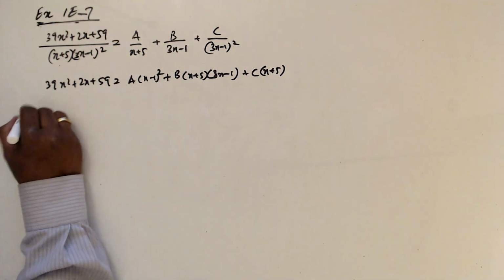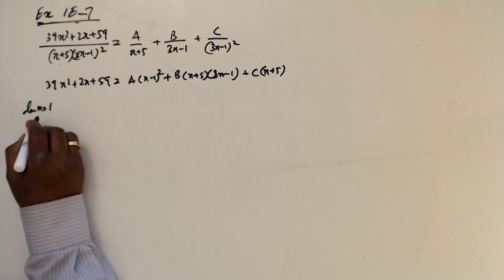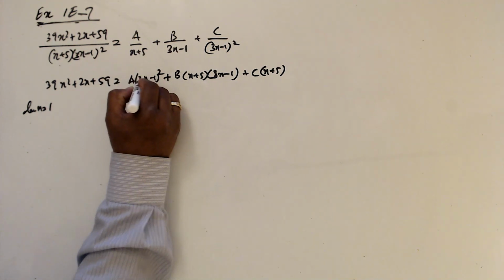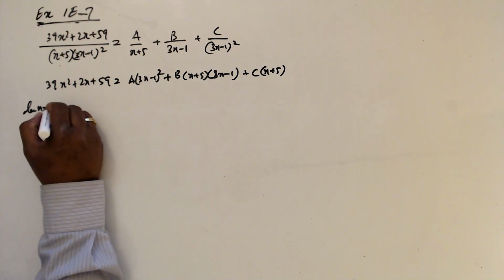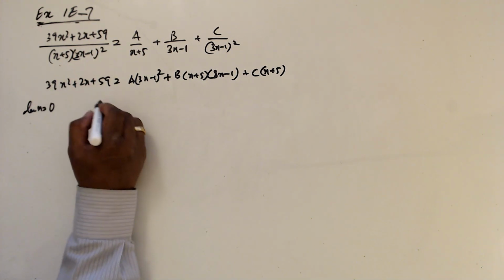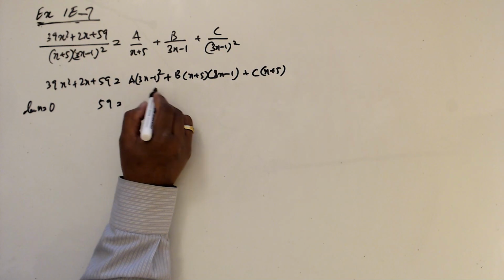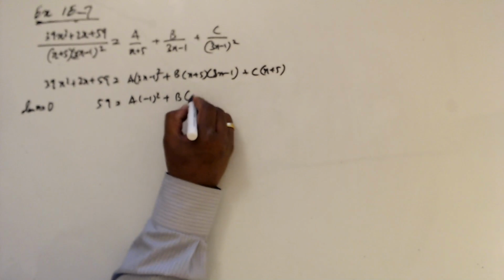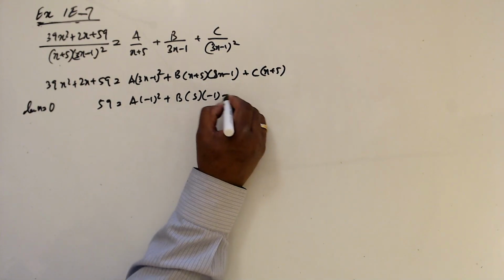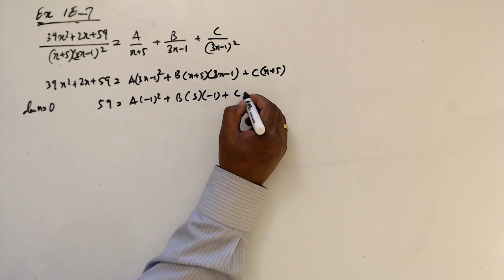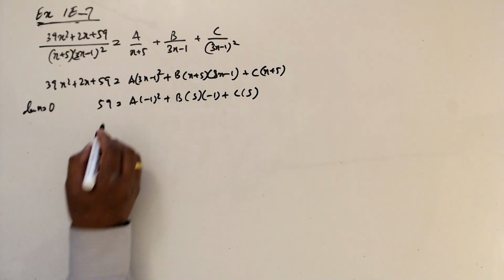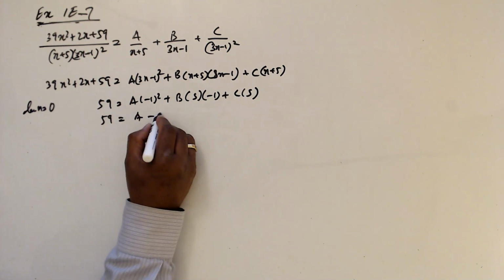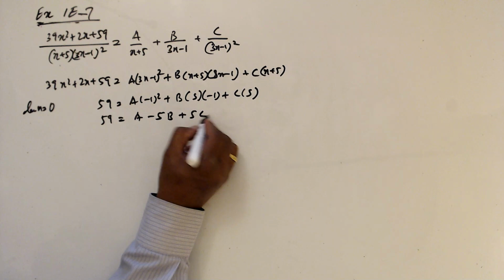Now, first of all, let's find with x equals 0. So this is 59 equals A times minus 1 squared, B times 5 times minus 1, plus C times 5. So 59 equals A minus 5B plus 5C.